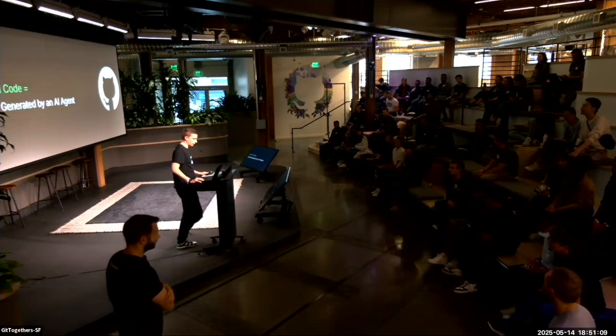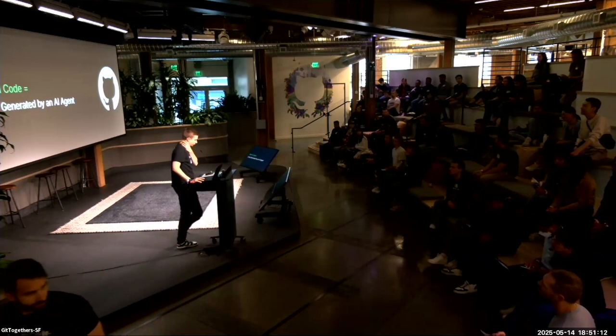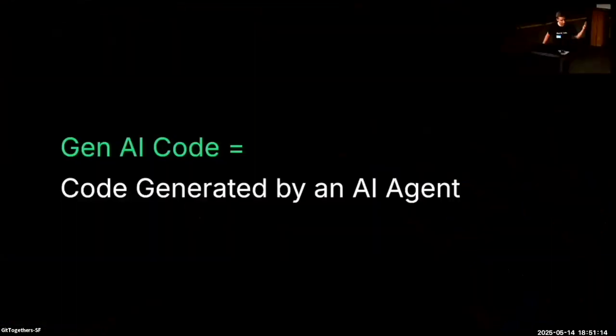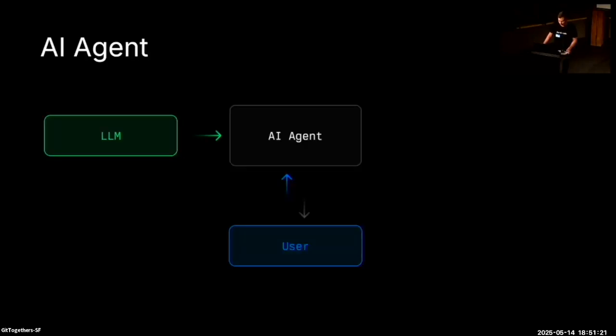So let's dive right in. What even is Gen AI code? I think everyone here has generated some AI code in the past. It's basically just code generated by an AI agent of any kind. But what even is an AI agent? The most basic form of an AI agent is essentially an application that talks to an LLM and serves some user. This is, let's say, the most basic AI agent that you can find. This is what ChatGPT was when it was first released, Claude when it was first released. Essentially just an application talking to an LLM in some kind of loop.